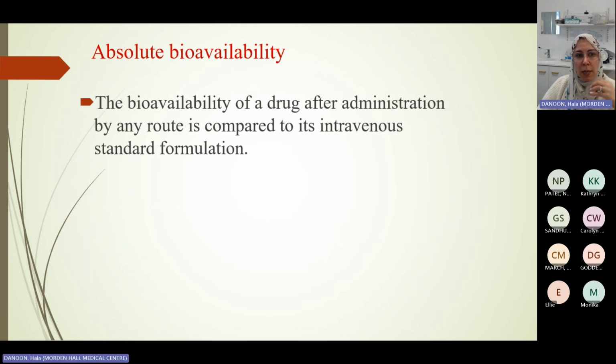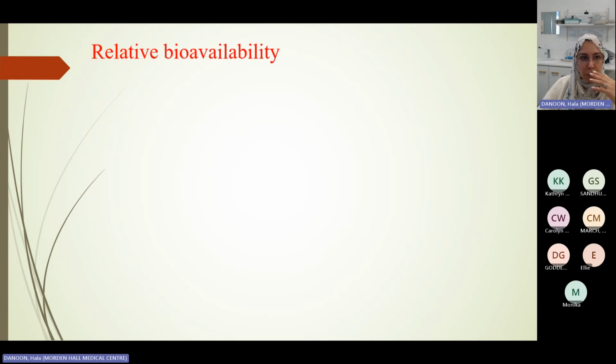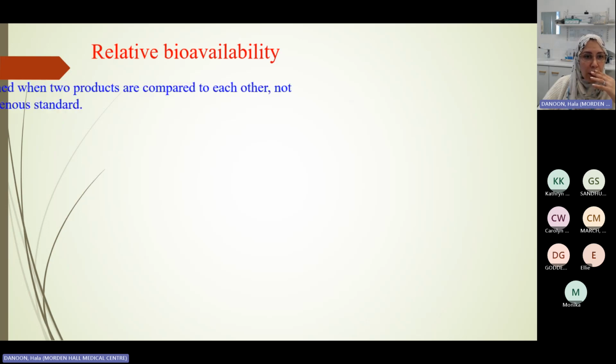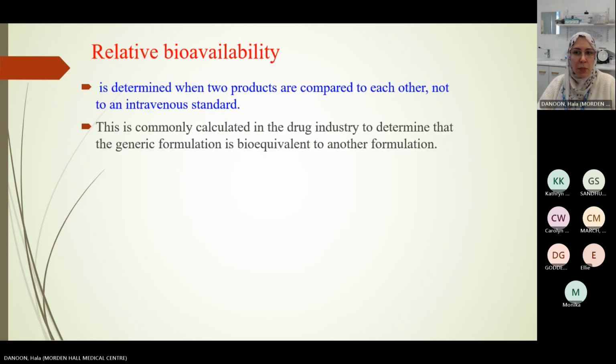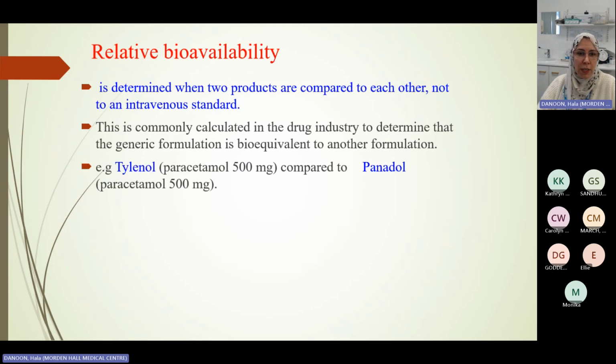So what is an absolute bioavailability? The bioavailability of a drug after administration by any route is compared to its intravenous standard formulation. So that is the absolute, which is the F factor. There's something called relative bioavailability. If we are looking at two different drugs and we compare them to each other, not to the IV, okay?